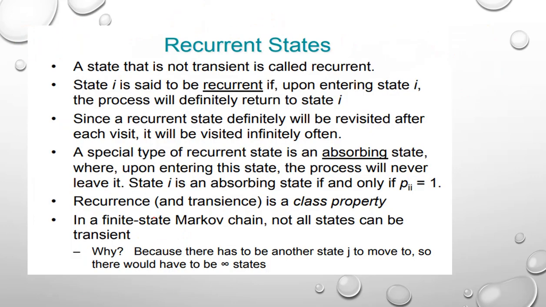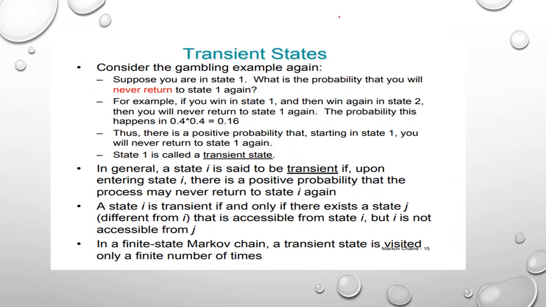Now we can go to recurrent states, persistent, transient, all things we can discuss here. What is recurrent? A state that is not transient is called recurrent. Before that, let us see transient. What is a transient state? Consider the gambling example again. Suppose you are in state 1. What is the probability that you will never return to state 1 again? When you see the examples, that time you can easily understand.